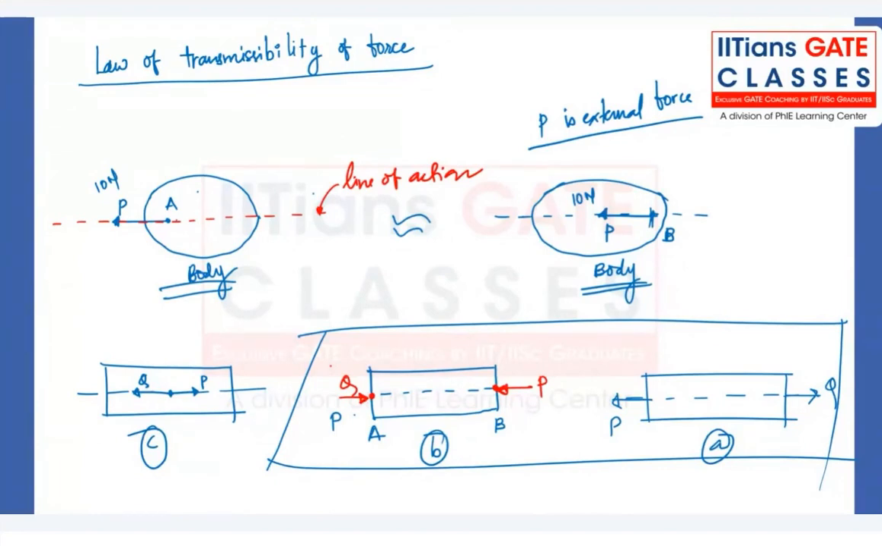Okay, so if you consider this beam AB, in this beam AB, forces P and Q produce tensile force. While in figure B, let's say they are producing compressive force, and then if you consider the figure number C, there is no internal force. Suppose the magnitude is the same, in that case you'll say there is no internal force here.